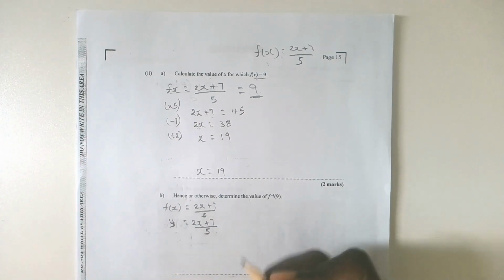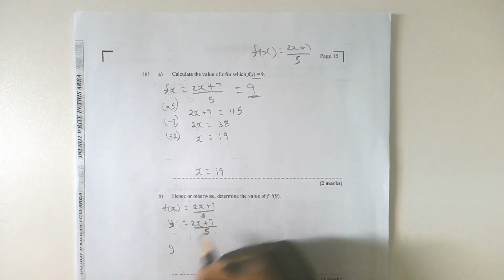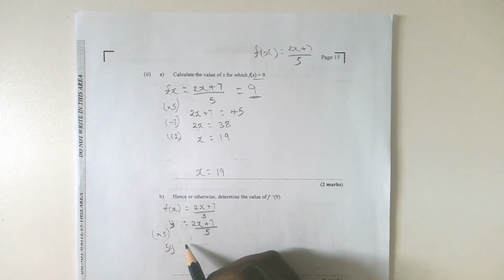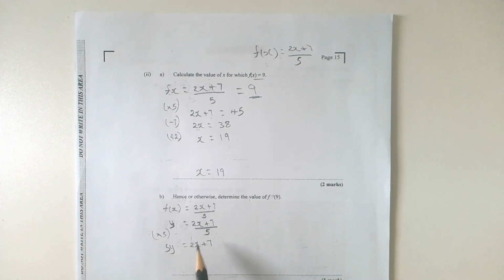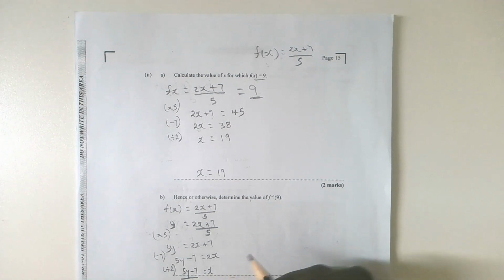So doing that all over again, we're going to have y multiplied by 5. So that's 5y. Remember it's dividing, so we're going to multiply by 5 here, is equal to 2x plus 7. And then we're going to subtract our 7. So we're going to have 5y minus 7 is equal to 2x. And then to find for x, we're going to divide by 2. So we're going to have 5y minus 7 divided by 2 is equal to x.